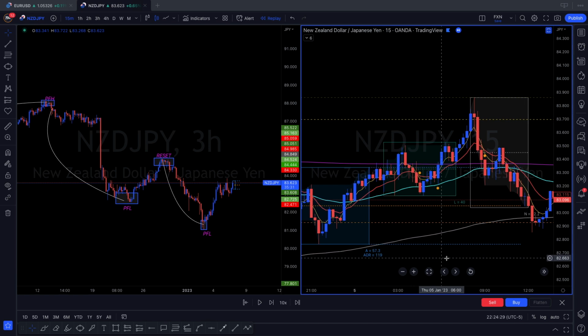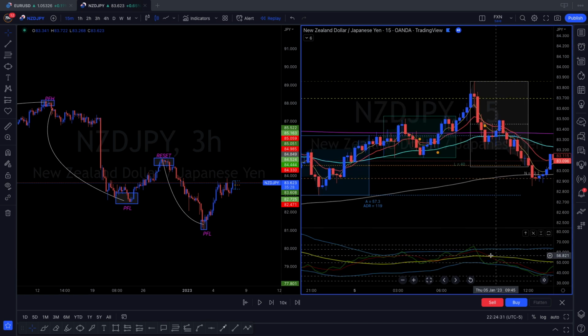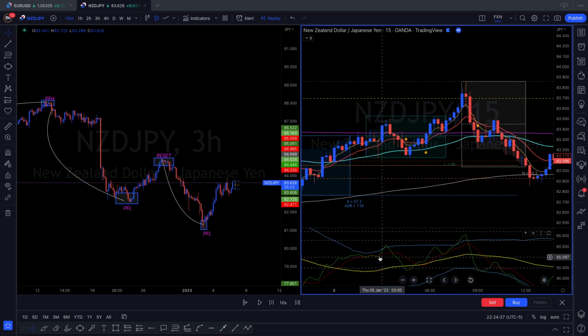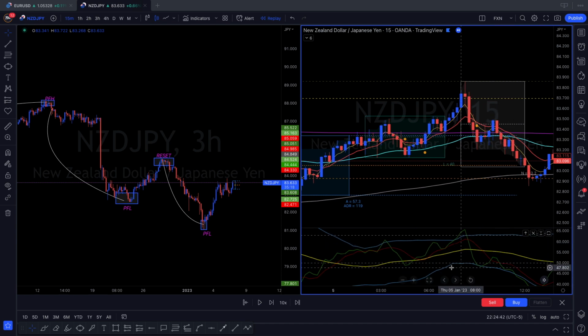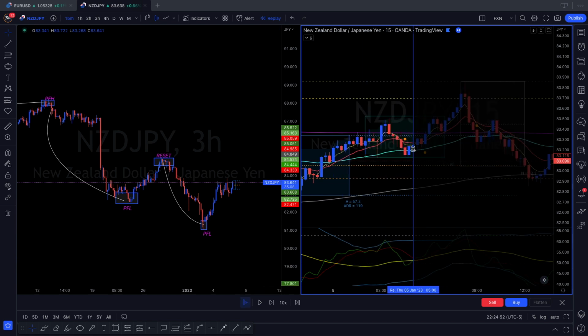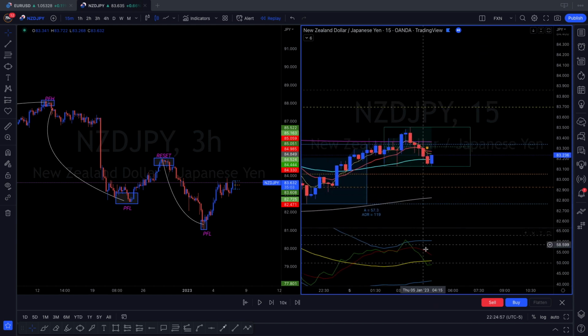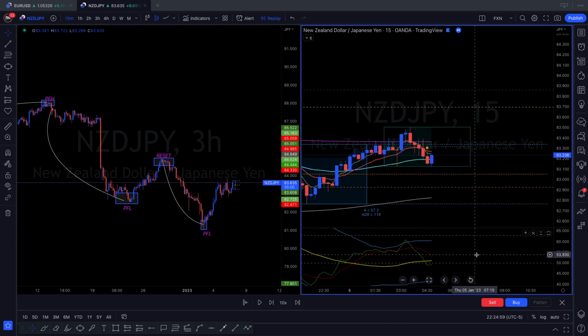Now, another thing that we look for is what the TDI looks like at the time. We want the green line of the TDI to be bouncing off the 50. Here's the 50 mark, the dotted line, and you can see the green line is right there bouncing off that 50. If we go back even further to right where the railroad track is, you can see how the line looks. It's right at the 50 there. So this right here is the trade setup.